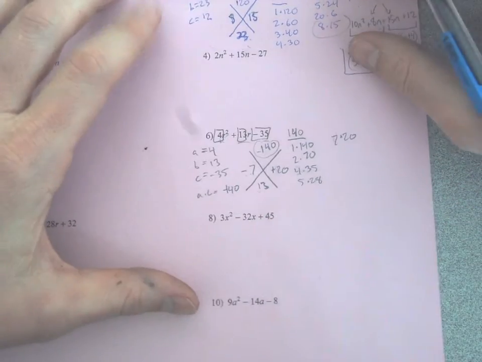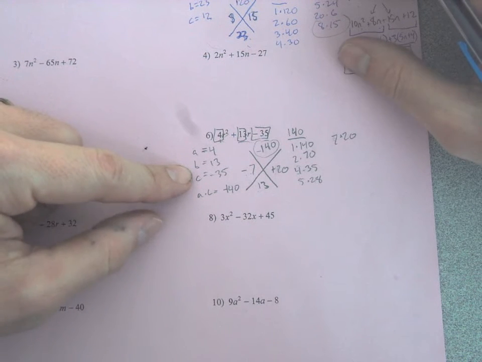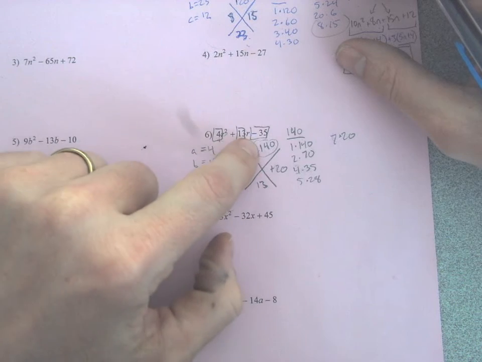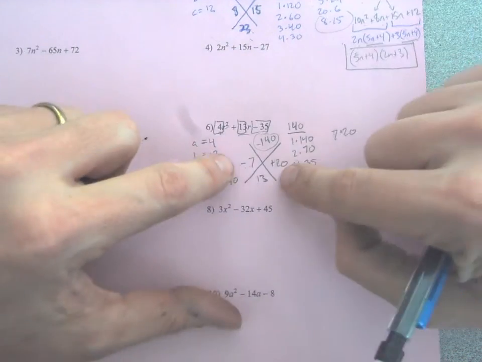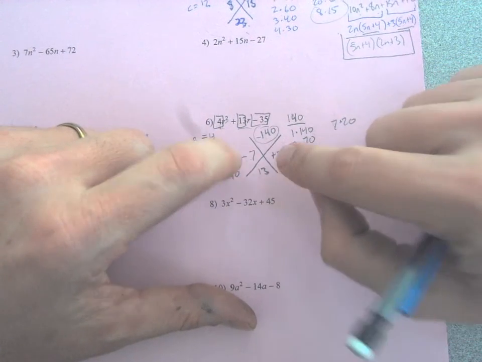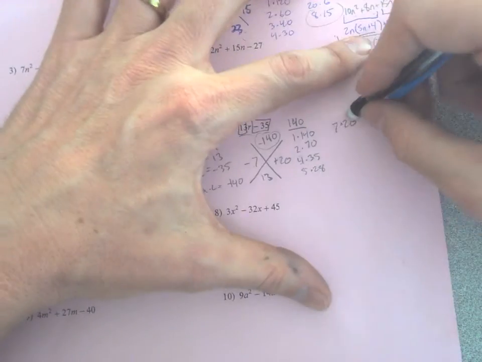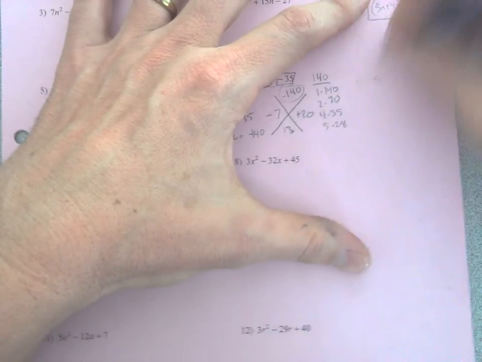Okay, so let's go back and unpack what we did. We found the a, b, c. We multiply a times c. We put it at the top. We put b in the bottom. And we fill in the cross. Remember, the factors that multiply to this number and add to this number are the ones that we want, which is, in this case, negative 7 and 20. Okay, I'm just going to give myself a little bit of extra room here.